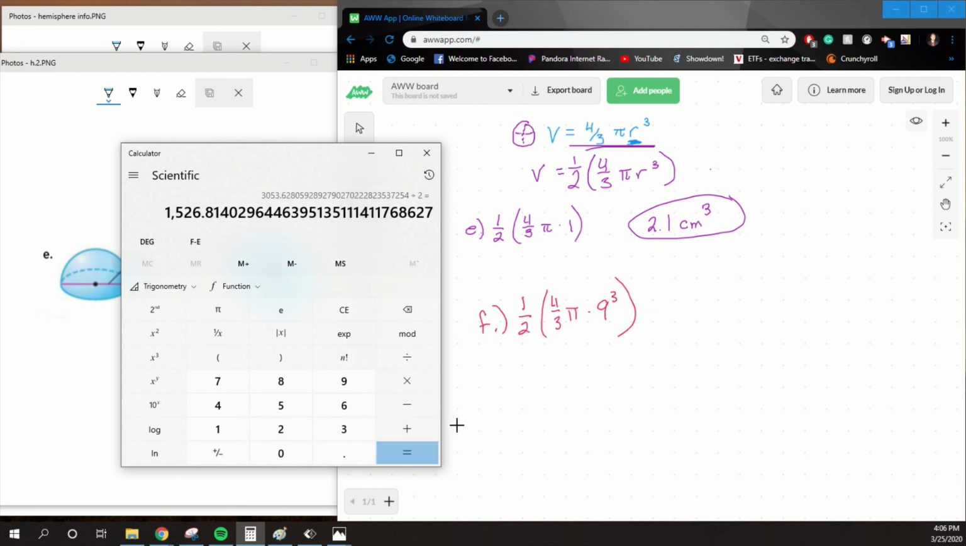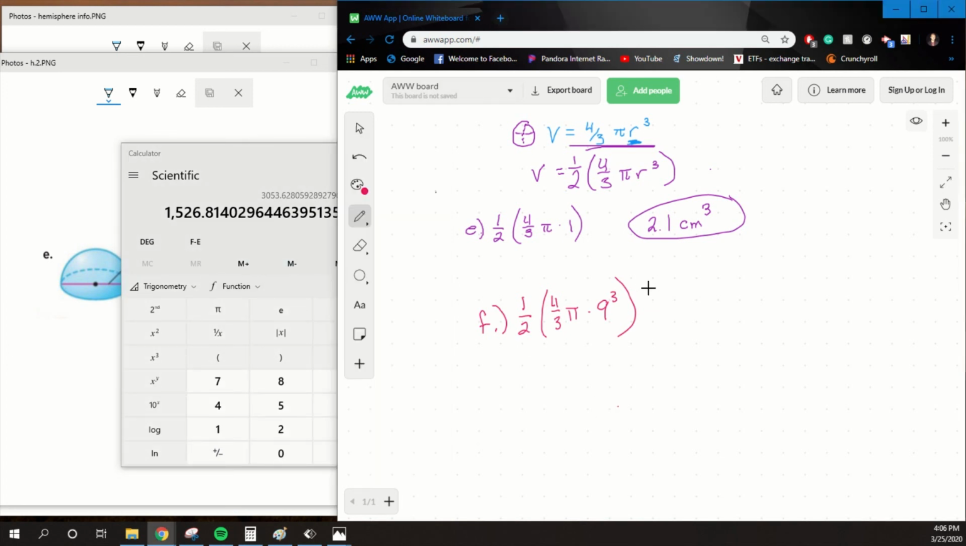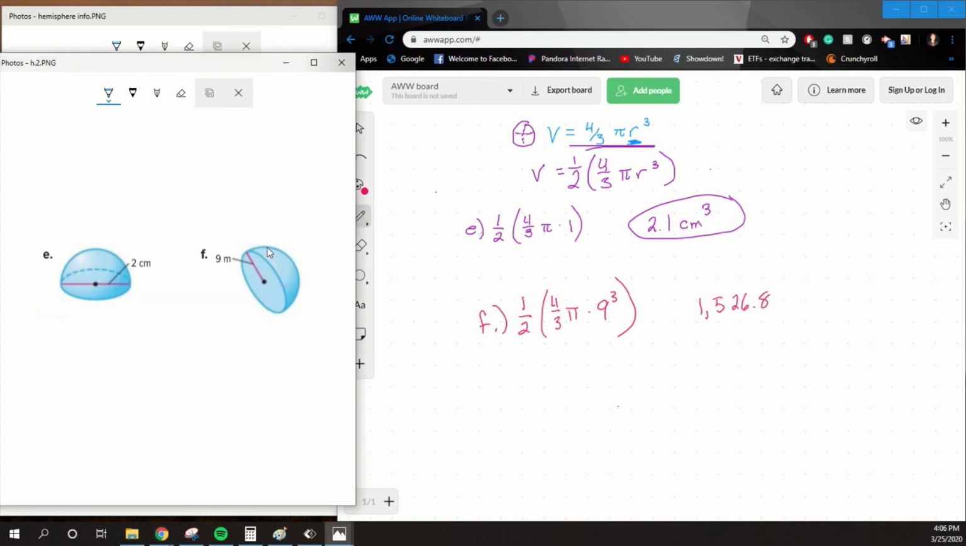So if we divide by 2, we get 1,526.8. So write that down for our answer. Look at our units. We're in meters. So is it just meters? No, it's meters cubed.